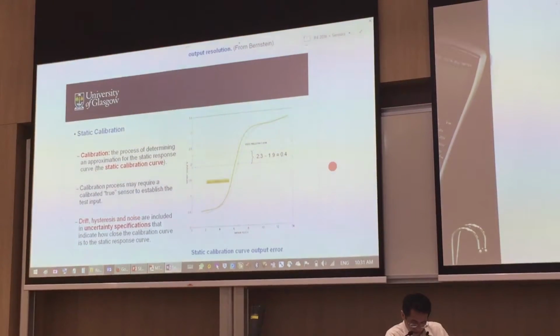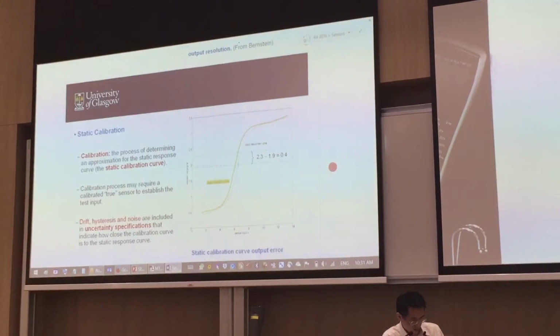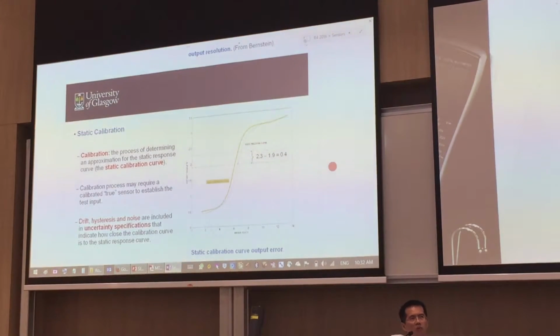There's another one that is the calibration. You would have heard a lot about calibration when you deal with a sensor. Some instruments need to be calibrated first. And if you're wondering what is it that's being calibrated, this is what it is. The calibration would determine an approximation for the static response curve.